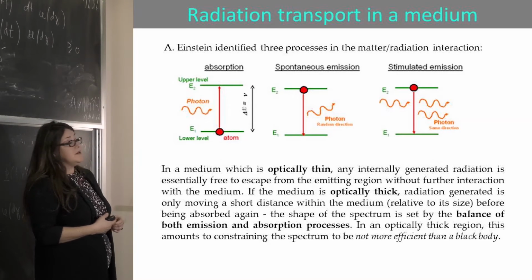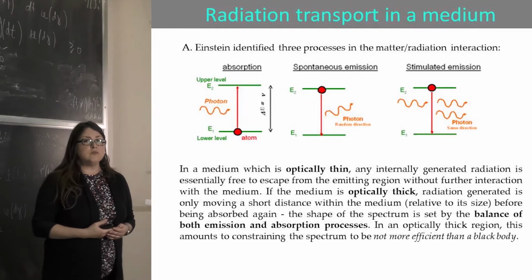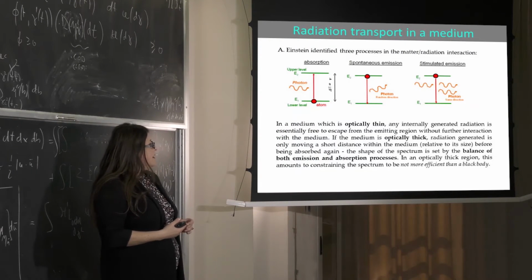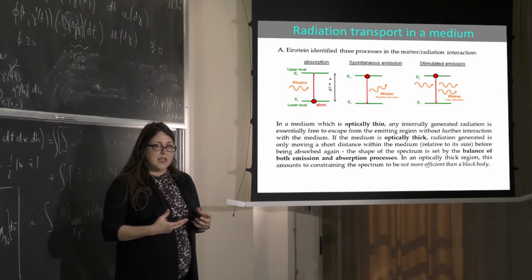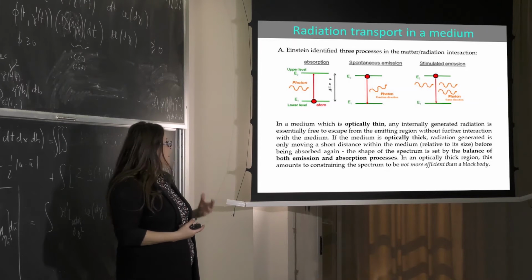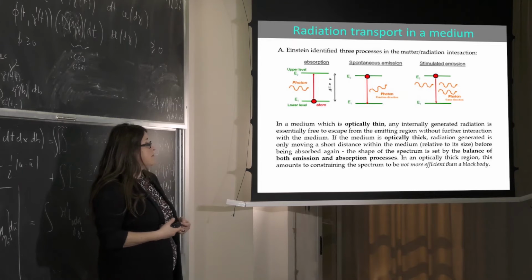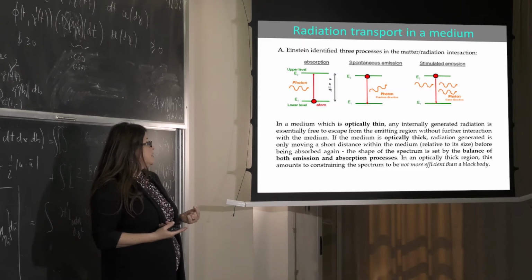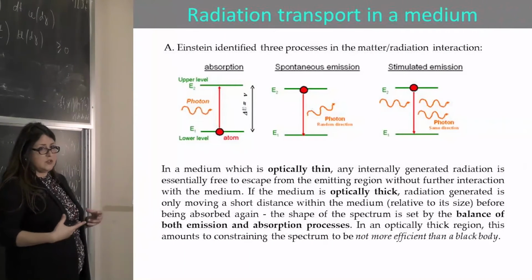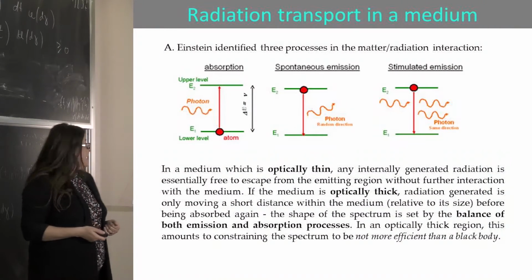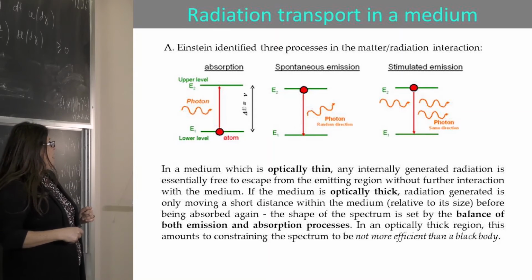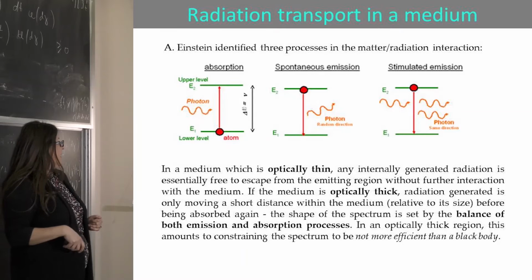When light propagates into a medium, we can say that the medium is optically thin when all the radiation which is internally generated is free to escape from the emitting region without any further interaction. On the contrary, we say that the medium is optically thick when the radiation which propagates in the matter can only travel a short distance within the medium before being absorbed again.